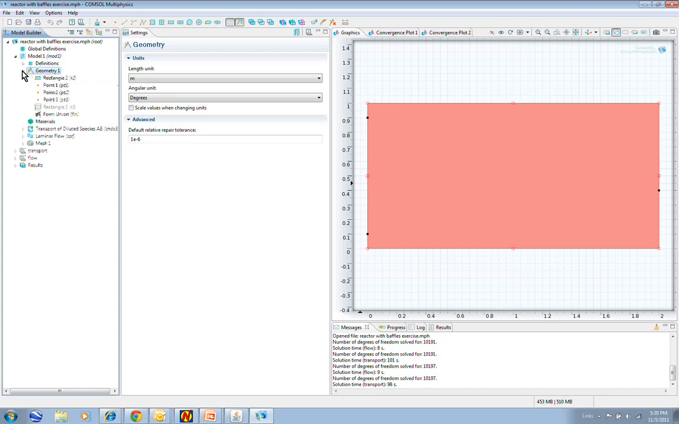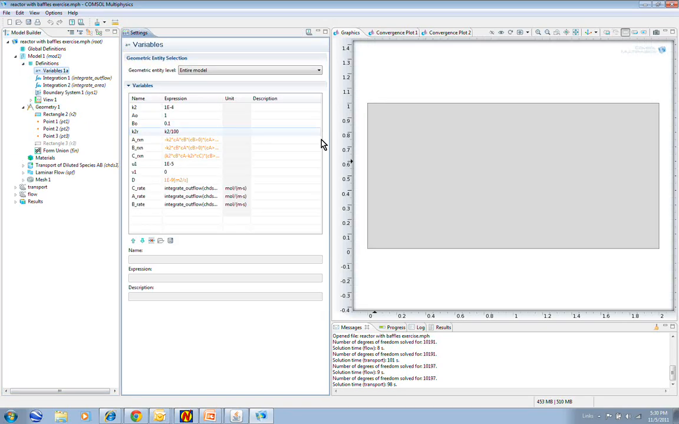So the geometry is pretty straightforward. It's a rectangle and a few points shown here. The definitions are shown here, and we recognize these from several classes ago. These are just the variables to specify the chemical reactions. And then these refer to some functions that we've described. Actually, one integration function where we do a line integral along the outflow.